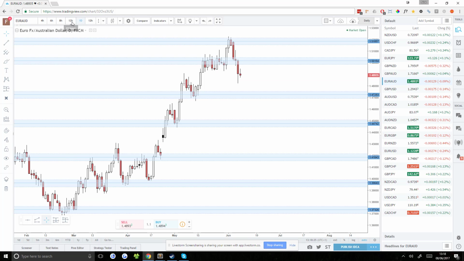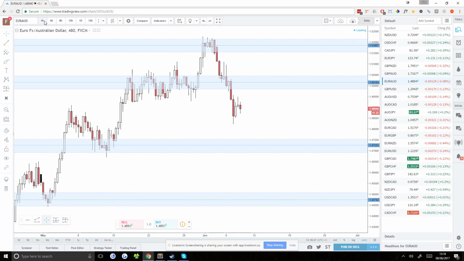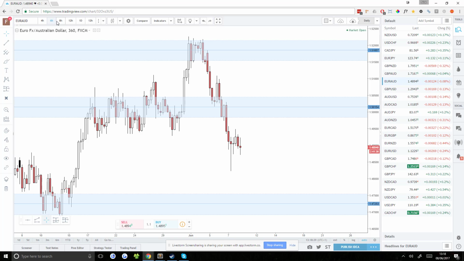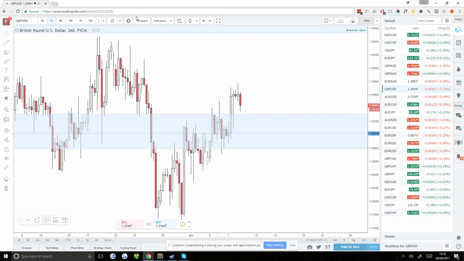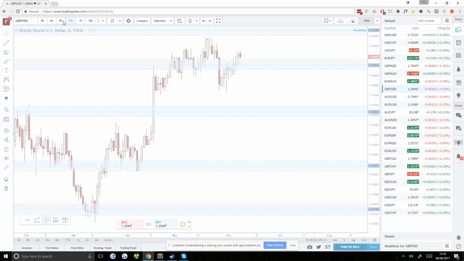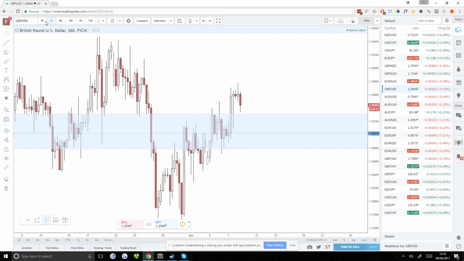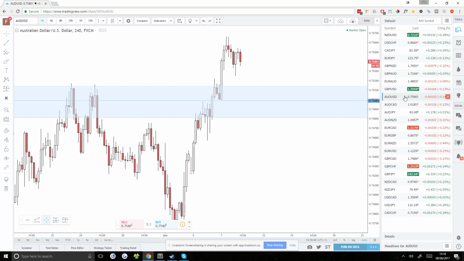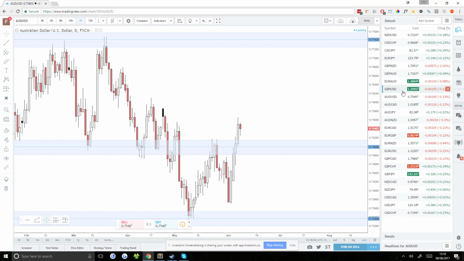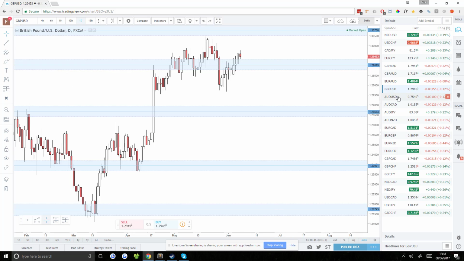All right, Euro/AUD. What's going on with Euro/AUD? GBP/USD. Yeah, nothing, nothing, nothing. AUD/USD, nothing. Looks pretty much the same as GBP/USD.